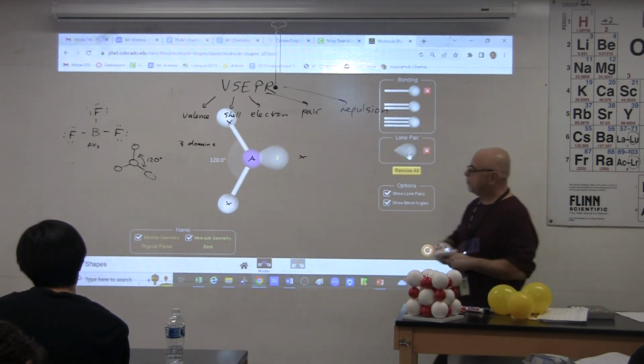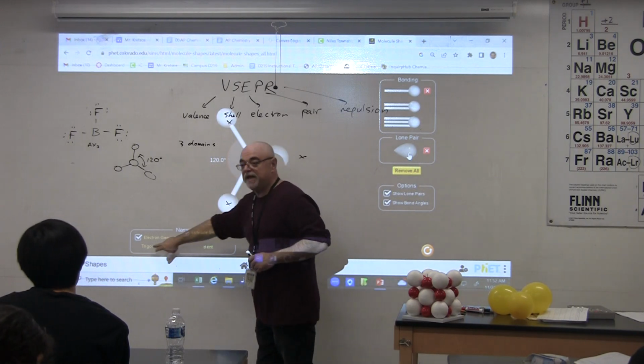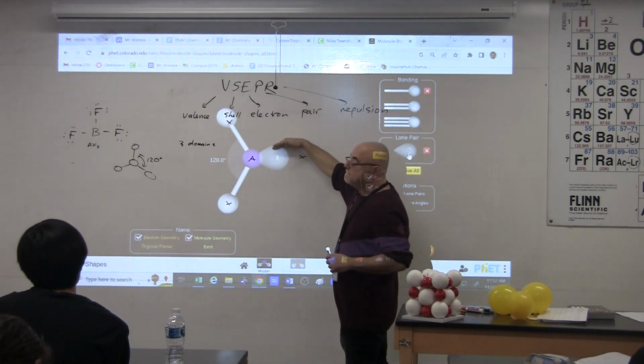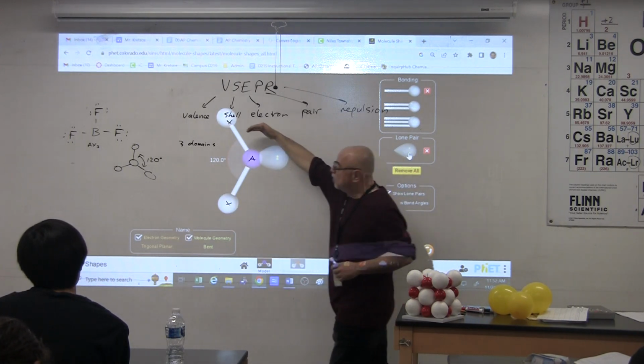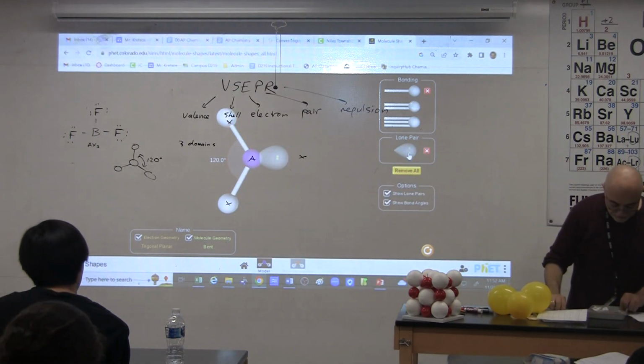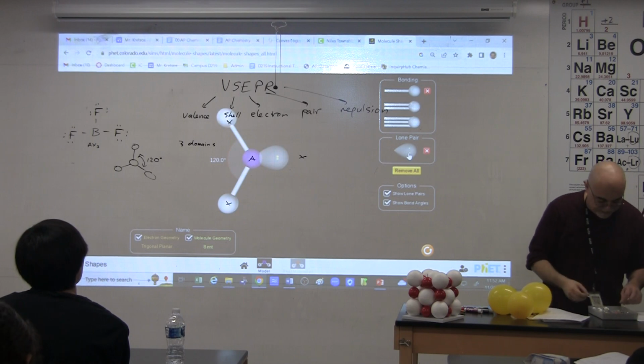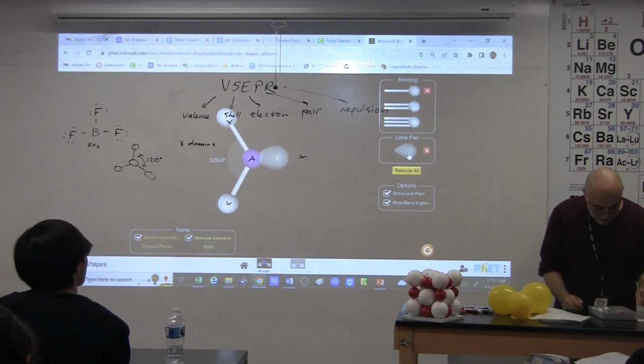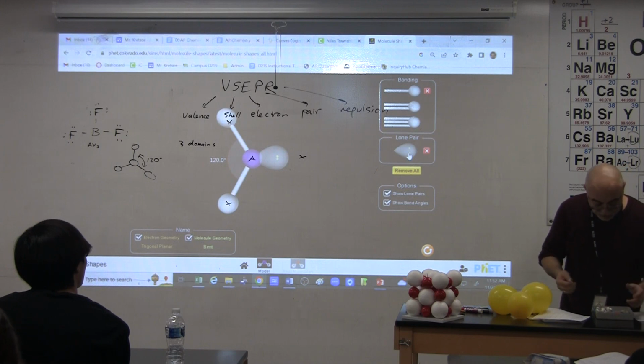Notice, 3 domains is still trigonal planar. But the molecule itself, where the atoms look like in space, is bent. So I can show you that with these models as well. I've got these little model kits that are kind of cool to play with. What I'm talking about would look something like this.